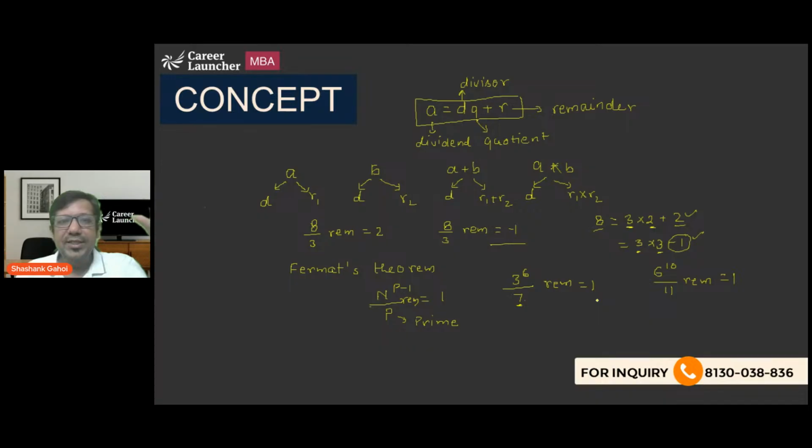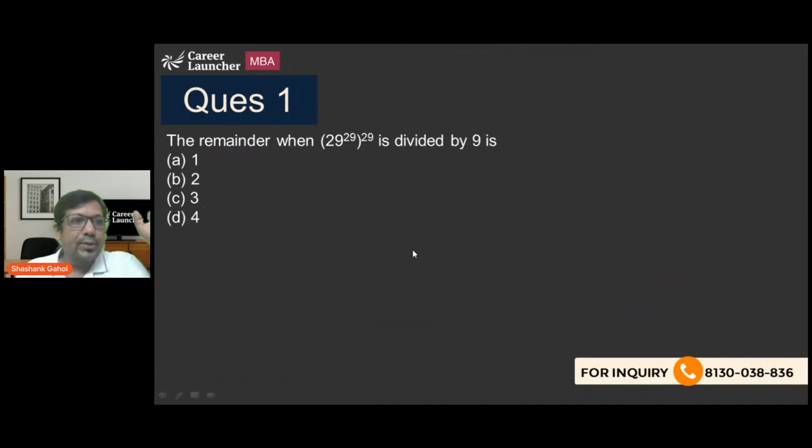Okay, so now let's see some questions and see what kind of approaches we can take. The question: remainder when 29 power 29 power 29 is divided by 9, what is the remainder? What approach should we take? First of all, 29 into 29 into 29, written 729 times, and it is being divided by 9. So 29 divided by 9, the remainder is what? 2.